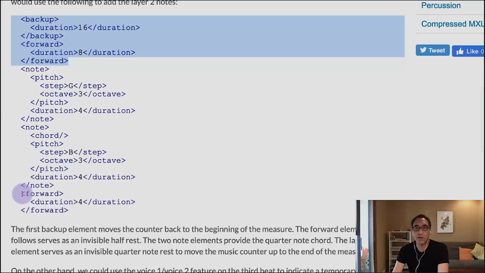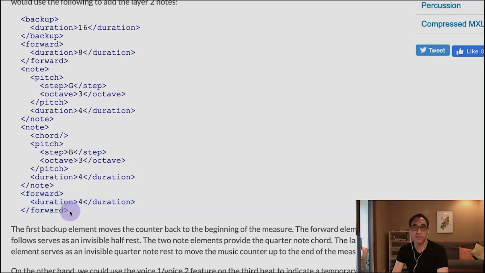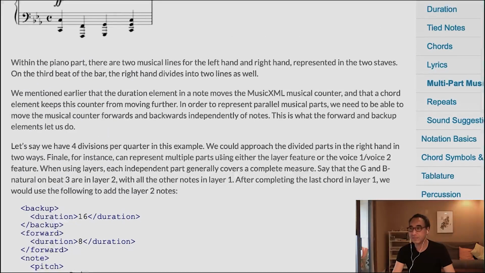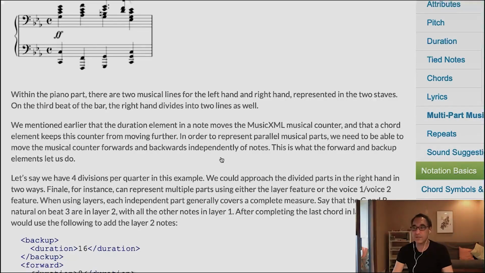And it is also customary, though not strictly required, I don't believe, but a lot of notation programs that read MusicXML, we call them consumers of MusicXML, a lot of them might have a problem or might crash if you don't include what's customary, that you end at the end of the measure by going forward until the very end. There's all kinds of other things on repeats, on sound suggestions, so on.